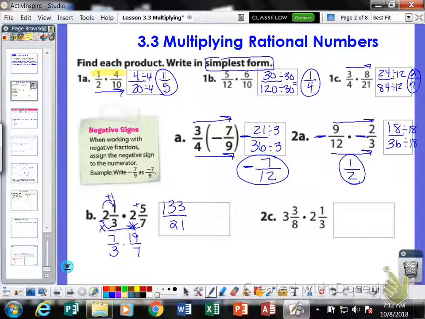133/21. And then before I do anything with this, I noticed that 7 can go into both of these. So I divide by 7, and I get 19/3. And then I want to change that into a mixed number. So 3 goes into 19 6 times with 1 left over, because 6 times 3 is 18, with 1 left over, so 6 1/3 would be my final answer for that one.